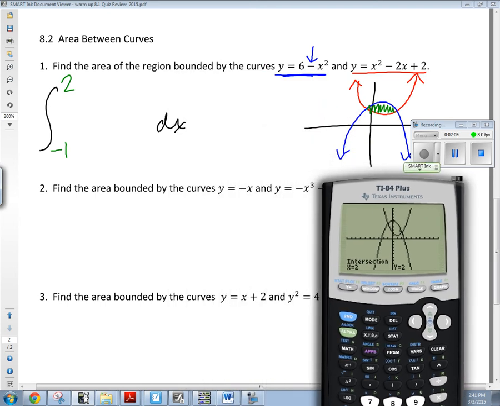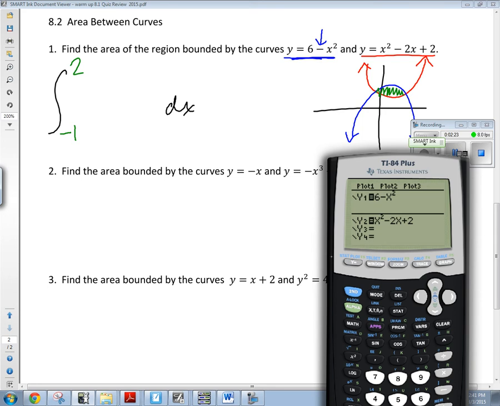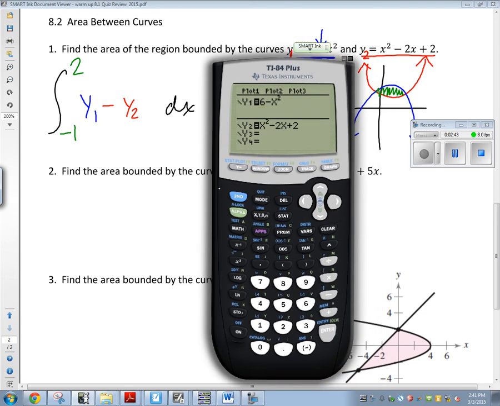The next thing I got to do is type in the top equation minus the bottom equation. So in this case, the top equation is the blue one. So I want to start with this 6 minus x squared equation. In my calculator, I type that in as y1. So if I called this one y1 and this one y2, in my calculator, I'm going to do y1 minus y2, or in other words, the blue equation minus the red equation. Once you've got it set up in your calculator, it should be easy.